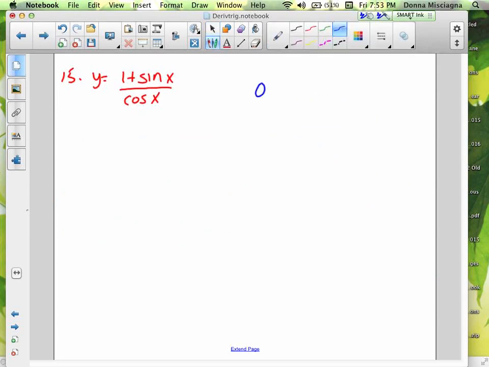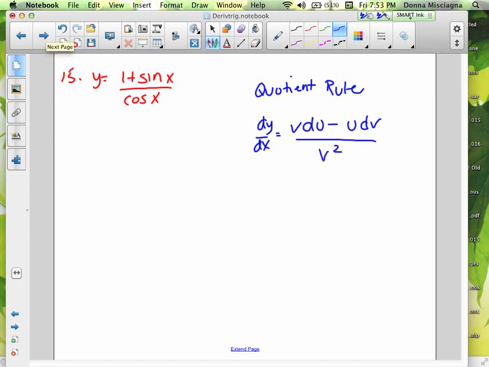So just remind us that the quotient rule is the denominator times the derivative of the numerator minus the numerator times the derivative of the denominator all over denominator squared. Okay? So the derivatives on this one are easier than the last one.